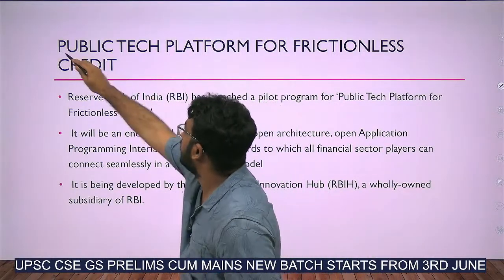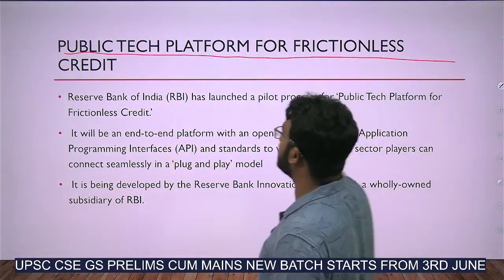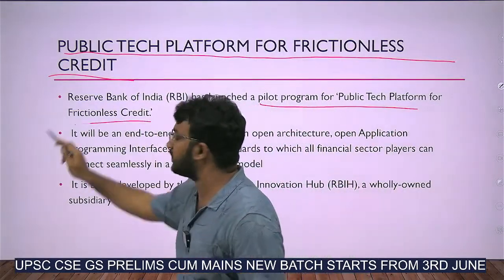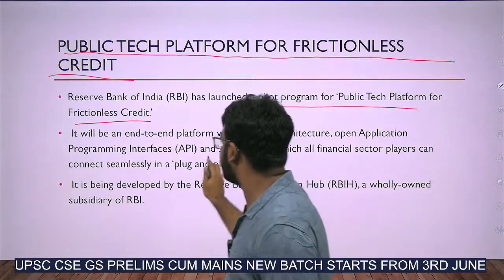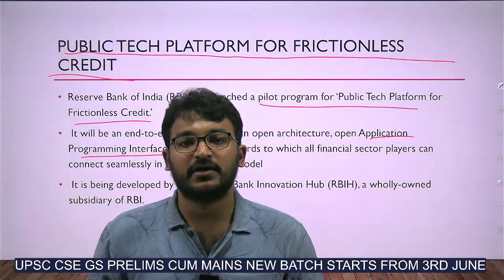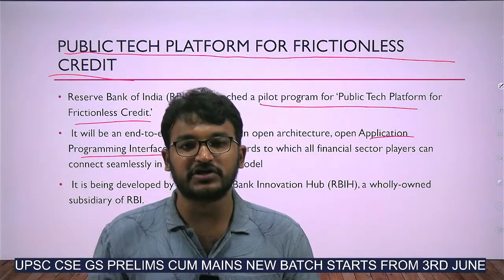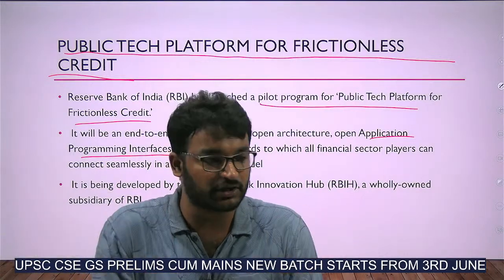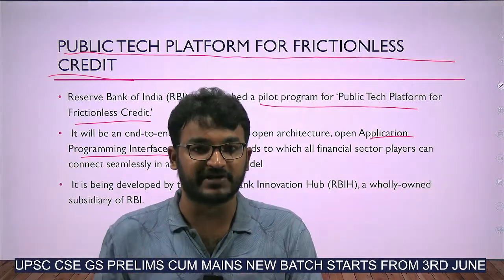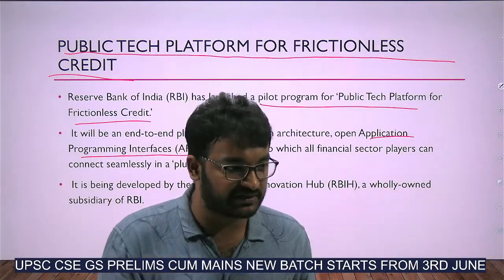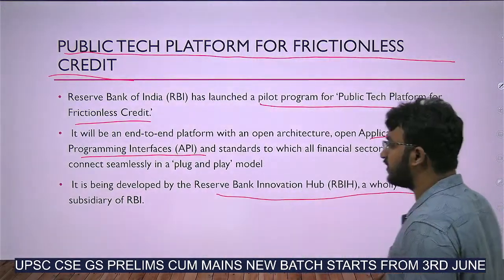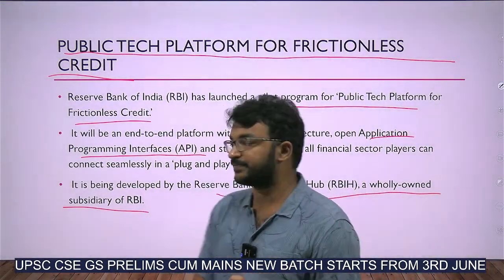Right. Public tech platform for frictionless credit. RBI has launched this pilot program for a public tech platform for frictionless credit. It is just an open application. What is the utility of this? There will be easier movement of credit, because all those who take loans and all those who give loans will be interlinked in this platform. There will be an easier flow of information, and based on this, credit can be given in a frictionless way. That is the major motto of this. It has been developed by the Reserve Bank Innovation Hub, a wholly owned subsidiary of RBI.